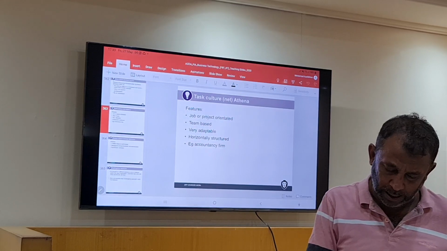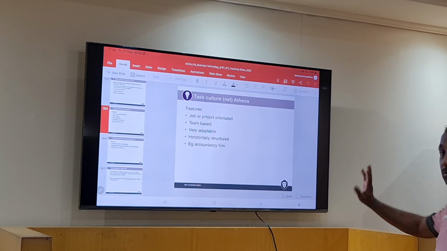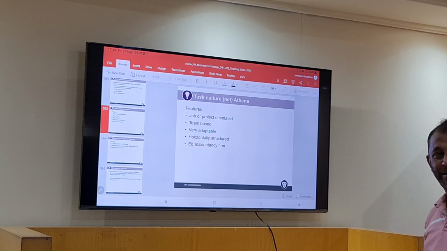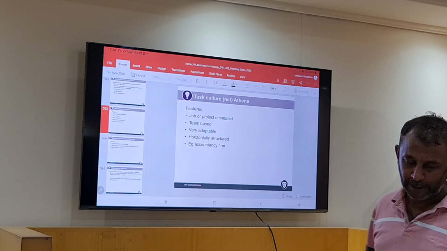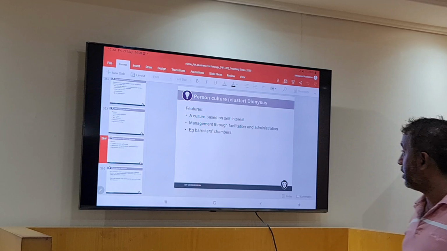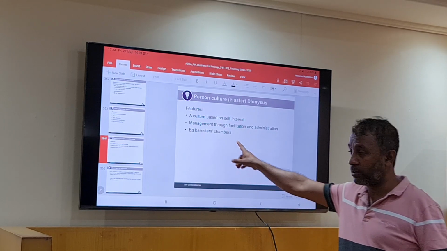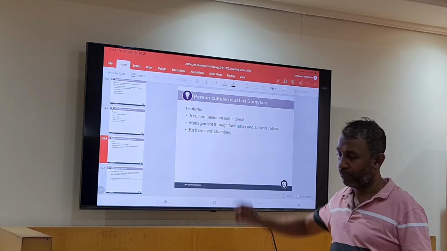Task culture, Athena, features jobs or project oriented, team based, very adaptable, horizontal structured, accountancy. Very flexible compared to other offices. Person culture, cluster or Dionysus, a culture based on self-interest, management through facilitation and administration. This is the lowest office, with very frequent changes.